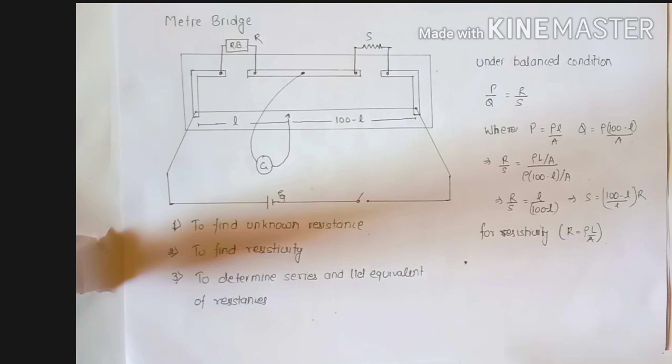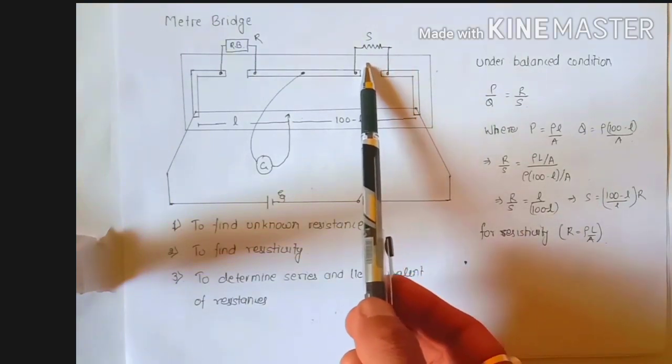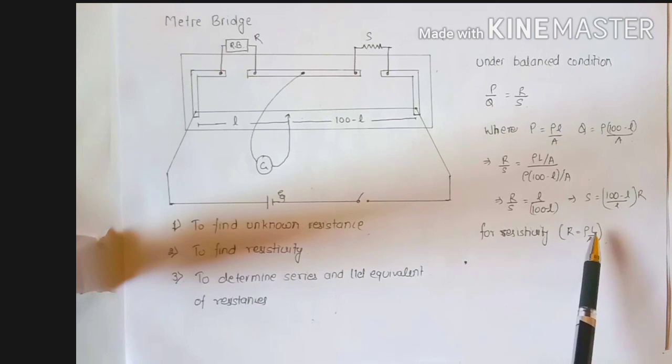Again, if you had to find out the resistivity of this unknown resistance, you have to apply R is equal to rho L by A. Substituting the value of resistance from this relation, you can find resistivity.